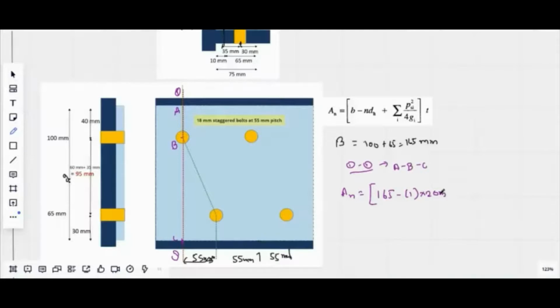The diameter of the bolt hole will become 20 mm. There is no inclined pitch, which is why this term will become 0. The thickness of the angle section is about 10 mm. If we find the value for this, it will come to 1450 mm square. So this is case 1.